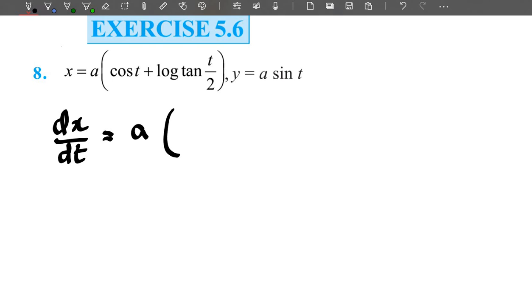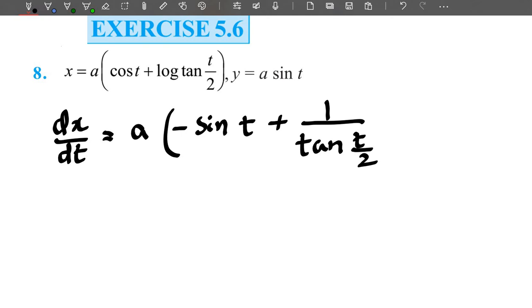So which will give us minus sin t plus, when you differentiate log, you get 1 by, so which will become 1 by tan t by 2. And when you differentiate tan t by 2, you get secant square t by 2. And when you differentiate t by 2, it is 1 by 2. Okay, so that is what we get.